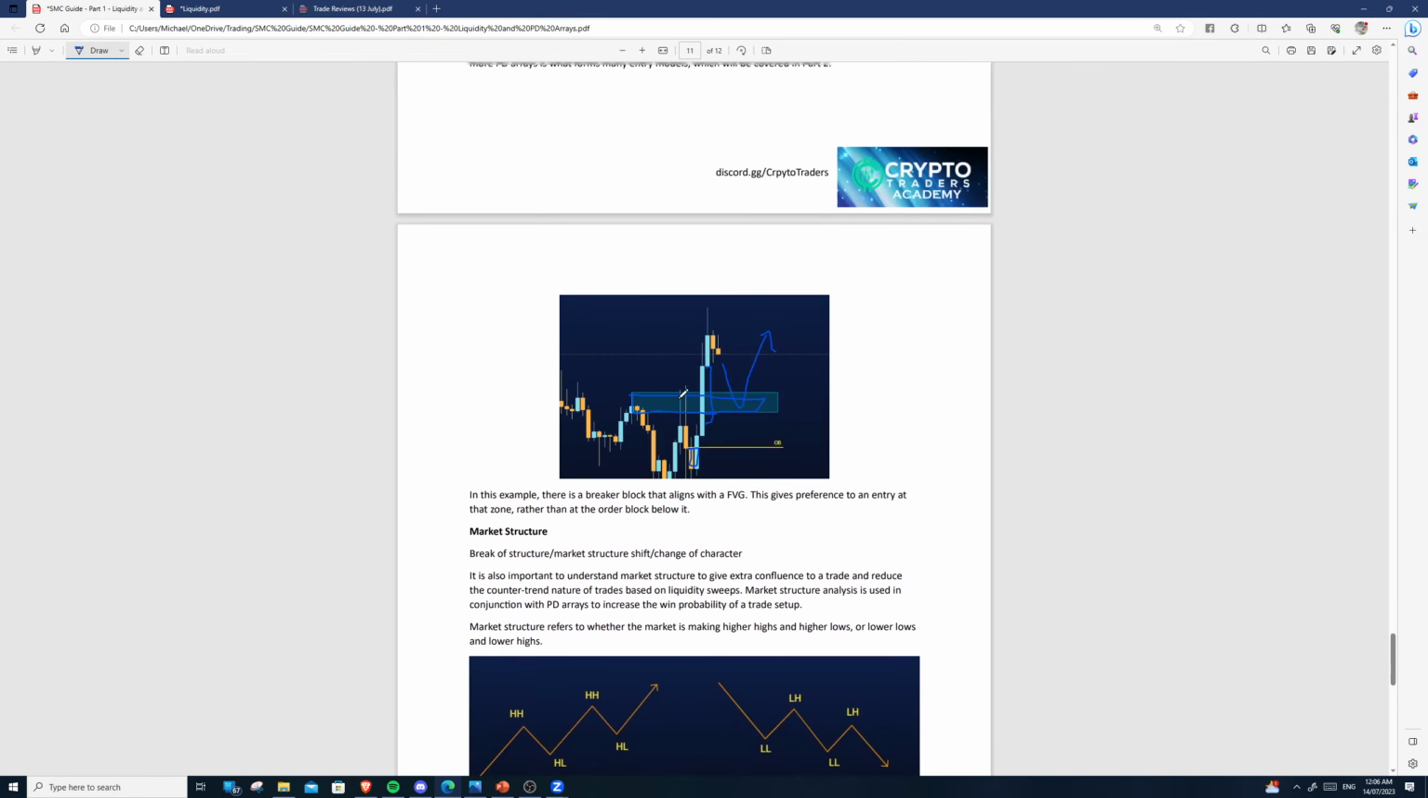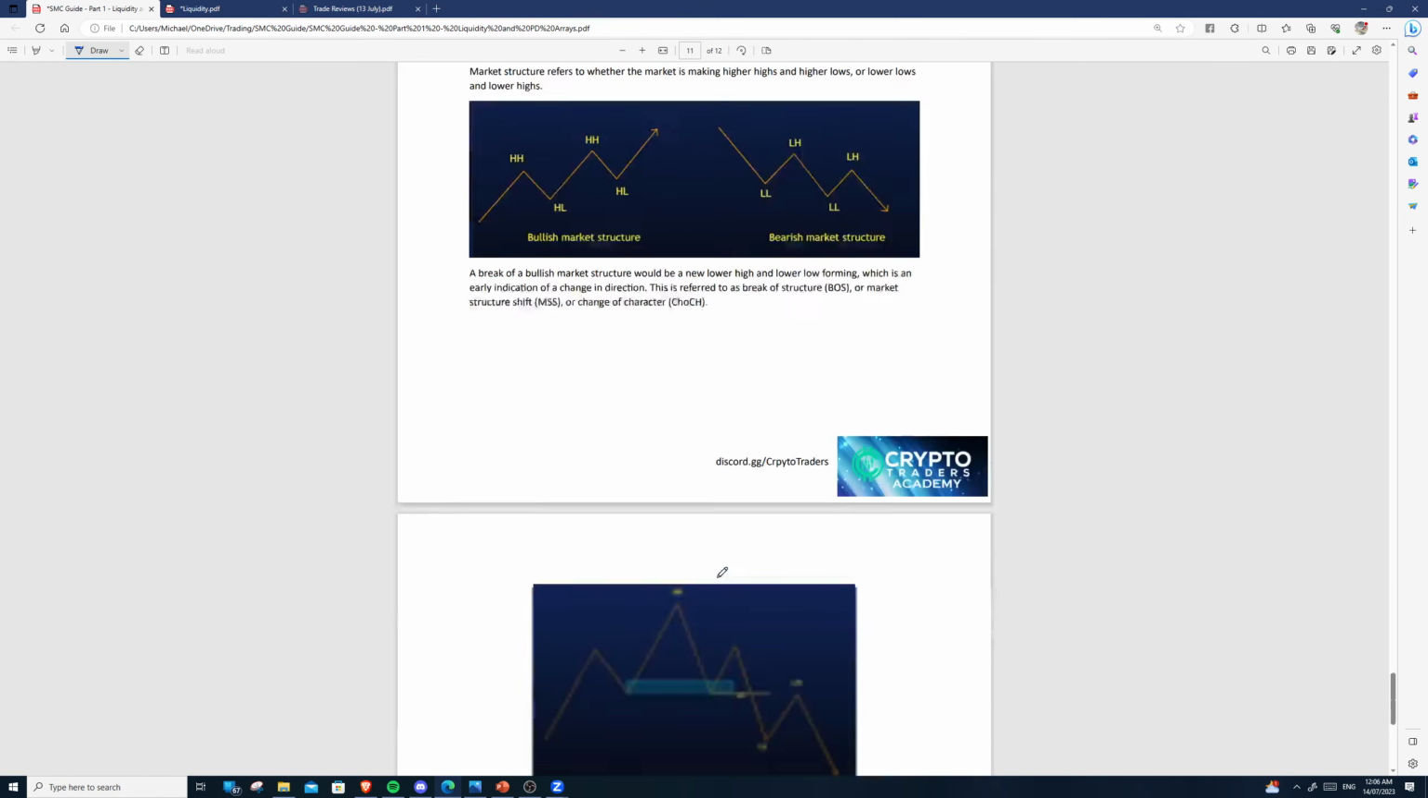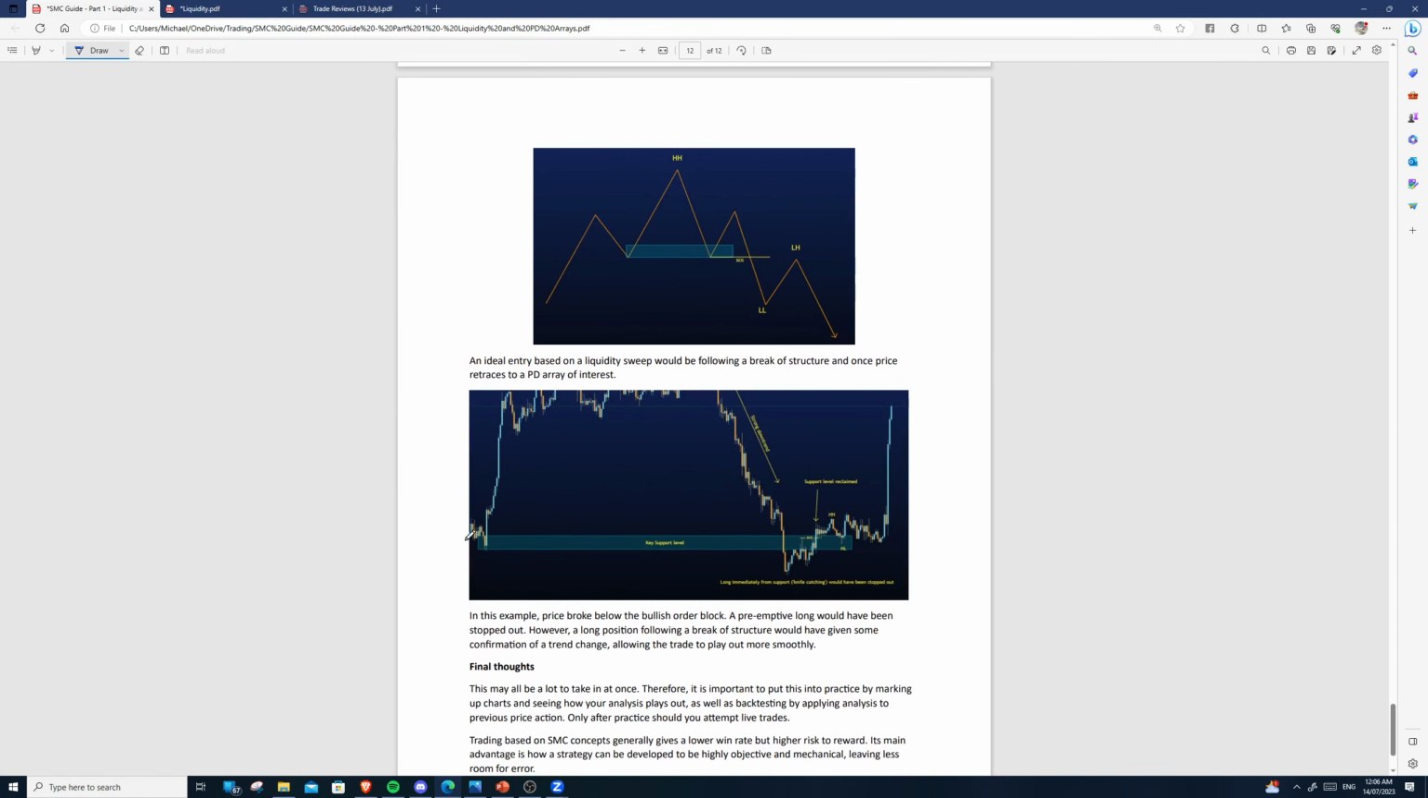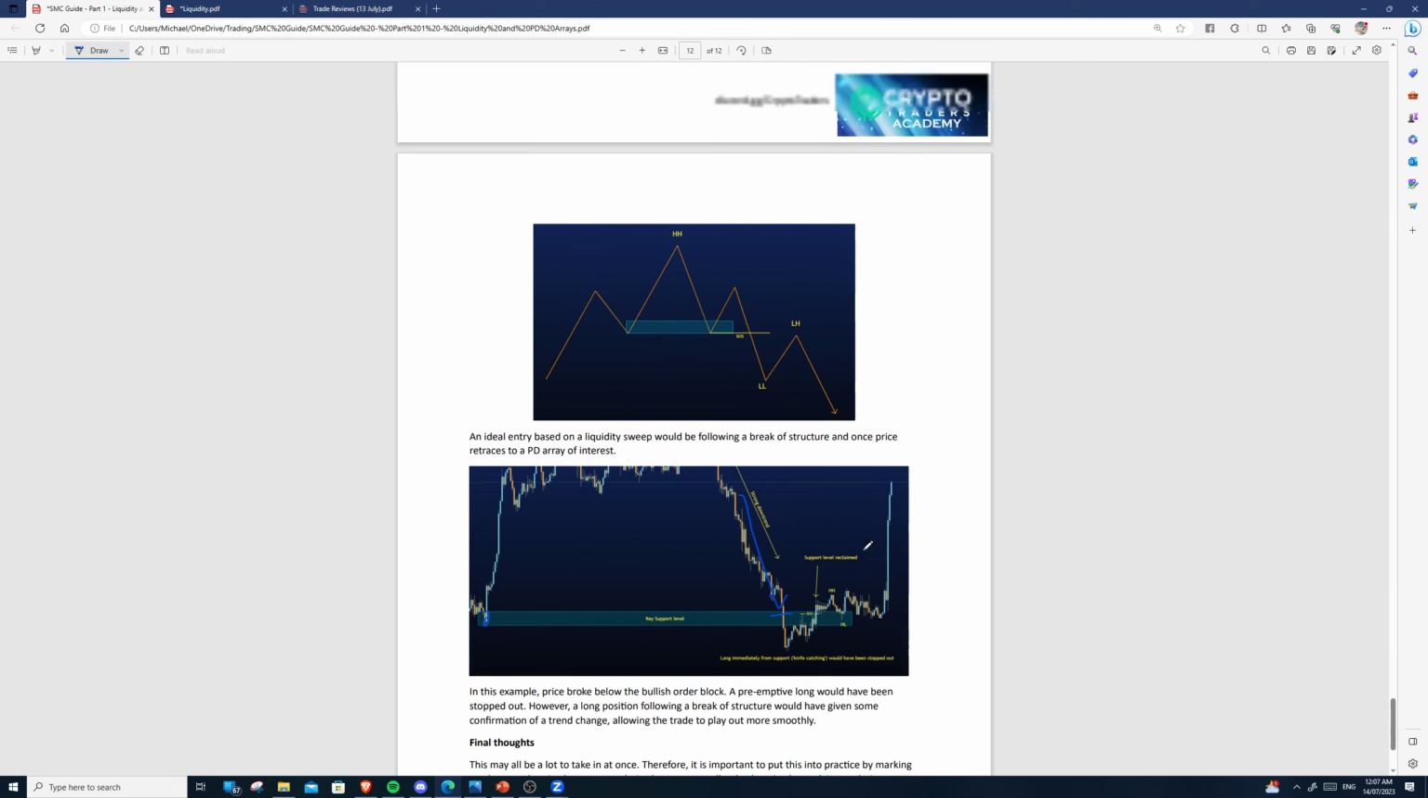Right, so obviously it'll be kind of risky going long straight from a PD array without a shift in the trend. So you can see from this example here, there's an order block and then there's a very strong downtrend. So if you just long straight from the order block, you would have been stopped out. So the purpose of understanding market structure is to identify a potential shift in the trend and give extra confirmation of the trade.